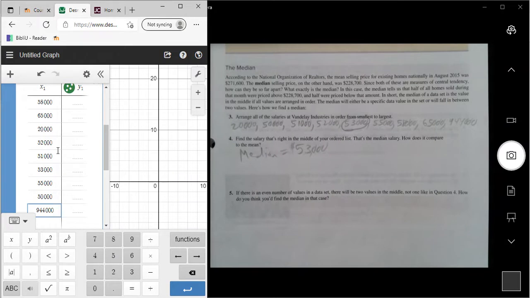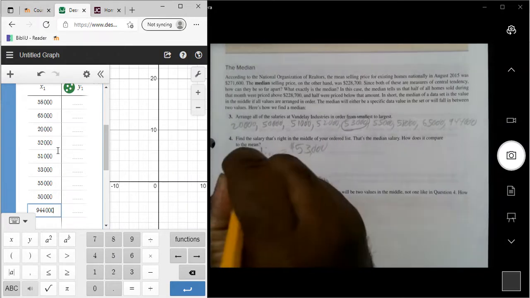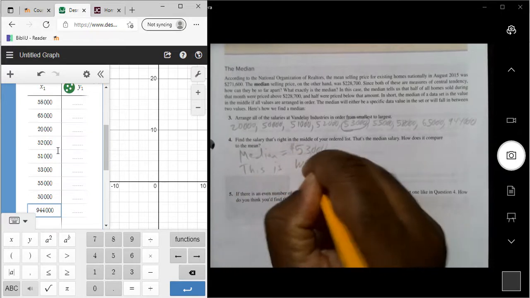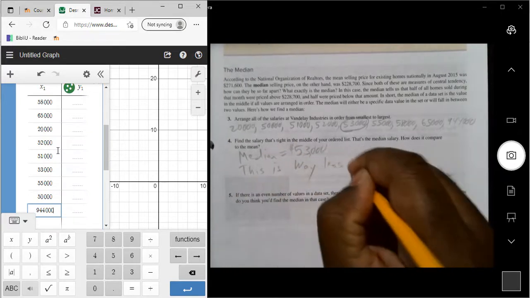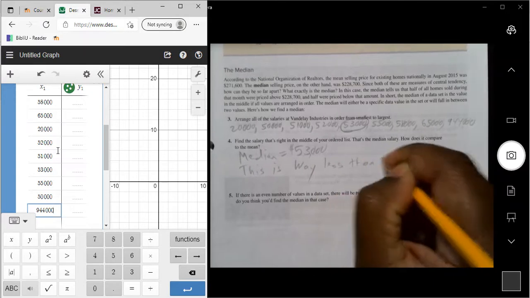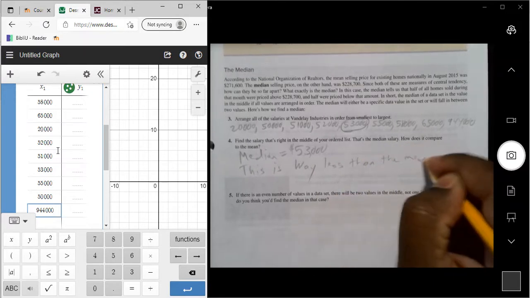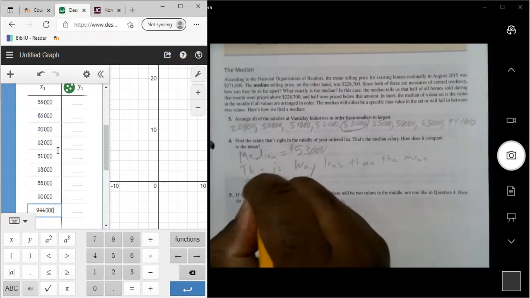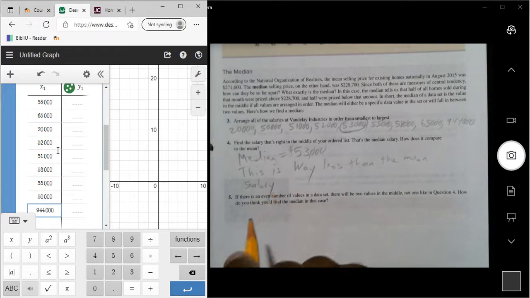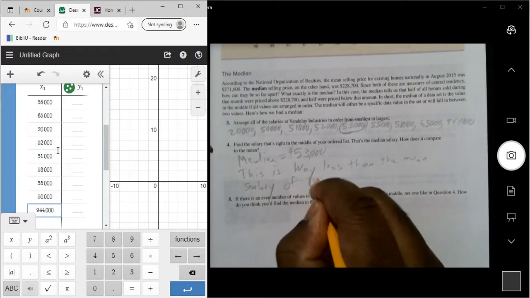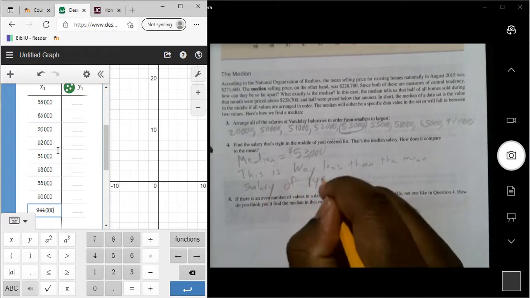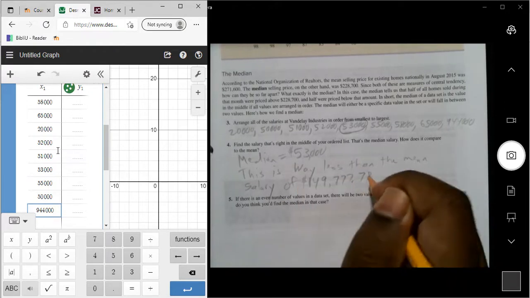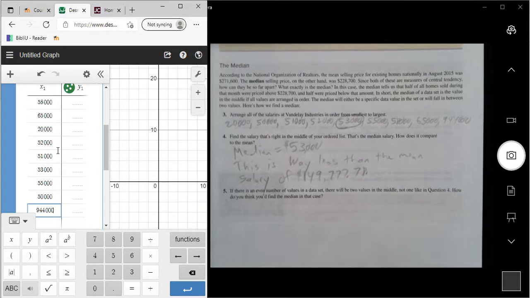And how does this compare? This is way less than the mean salary of $149,700. $777.78. That's way less than that.